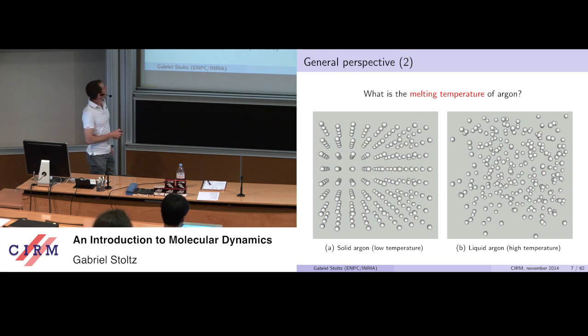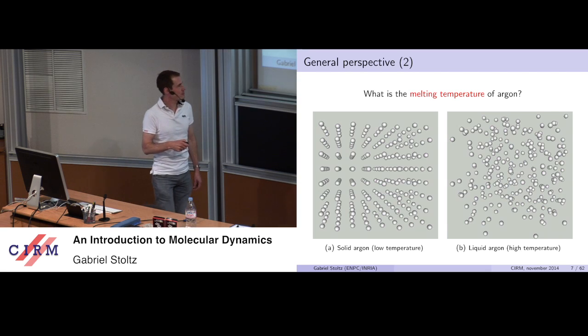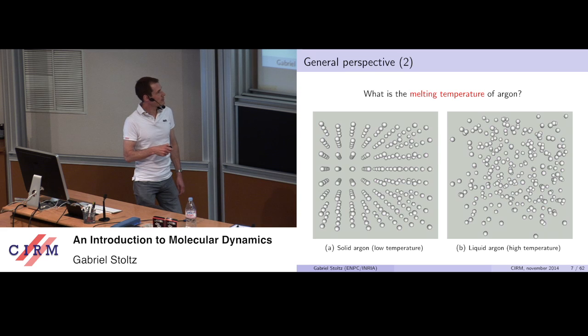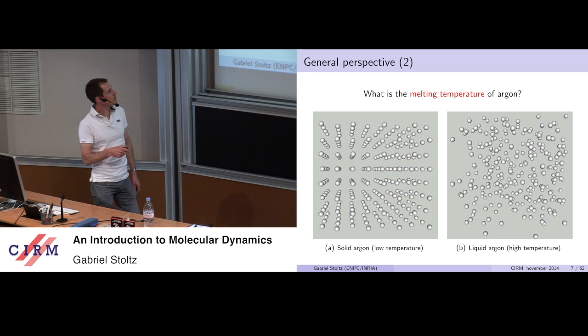So maybe some examples. A very simple example is argon. In some conditions, when temperature is sufficiently high and pressure is sufficiently high as well, you can have a fluid, a disordered structure, with atoms that are close together. At very low temperatures, argon becomes a crystal, and the atoms are very well ordered. So, for instance, you would like to know the melting temperature, at which you stop having such an ordered structure and go to a disordered structure.